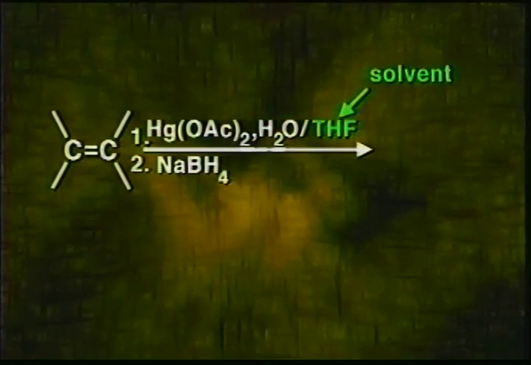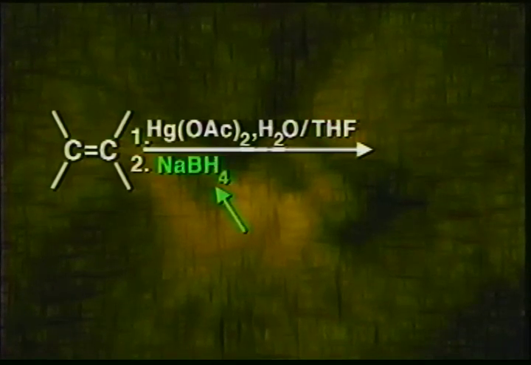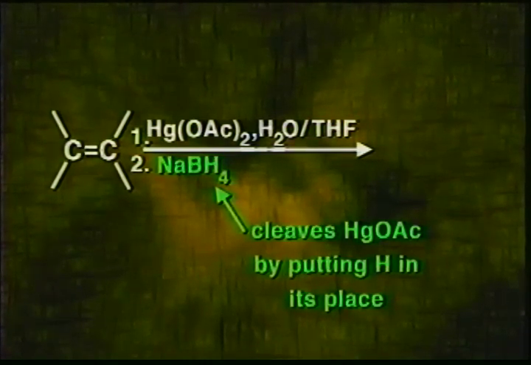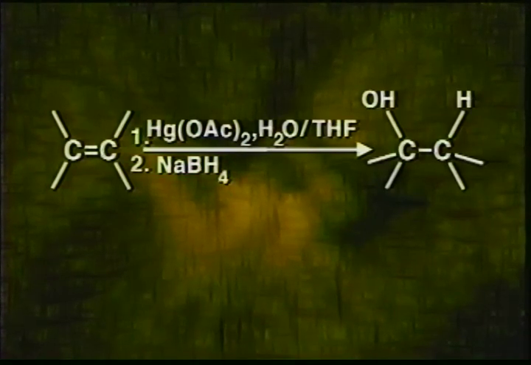THF is the solvent, and sodium borohydride cleaves the mercuric acetate by putting a hydrogen in its place. This gives us our final product, which we draw on the right side of the arrow. Our product looks just like this.